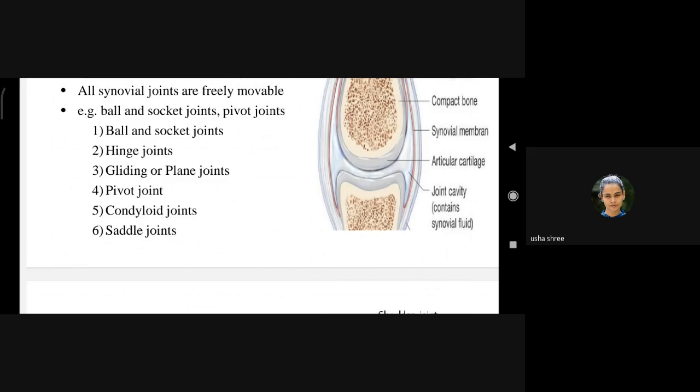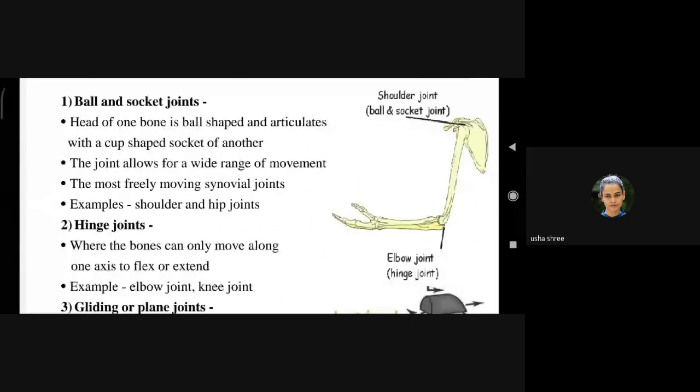Details of the ball and socket joint. The head of one bone is ball-shaped and articulates with the cup-shaped socket of another. The structure of the head of one bone is like a ball, a round shape. And the other articulating bone, where two bones are articulating together, is like a socket or holder of that ball.